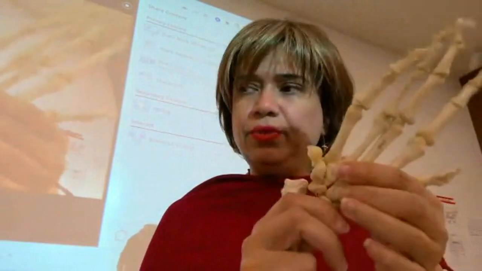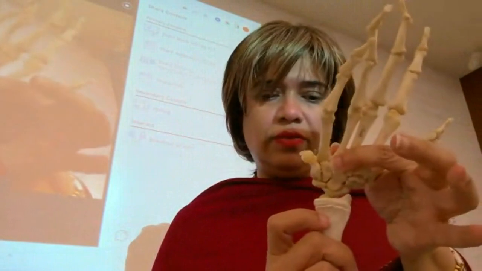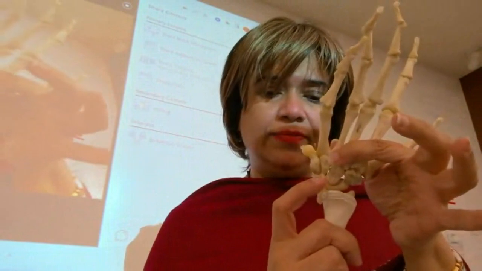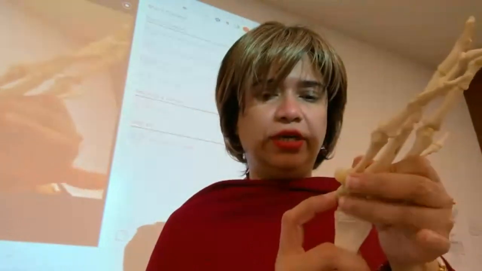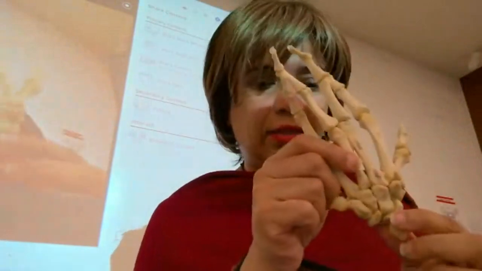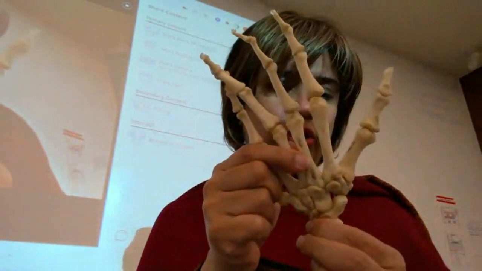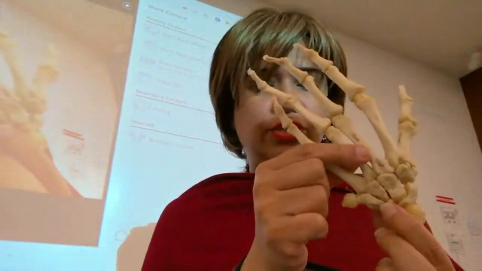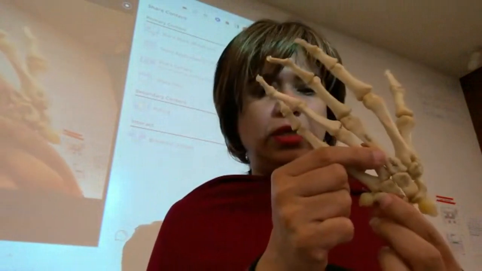Well, this is in the way, but oh well. So scaphoid is going to articulate with the scaphoid facet. And then this one right here is the lunate, and lunate is going to articulate with the lunate facet right here. So again, this is your scaphoid. Next to it is your lunate, this one. Next to the lunate is triquetrum, this one.